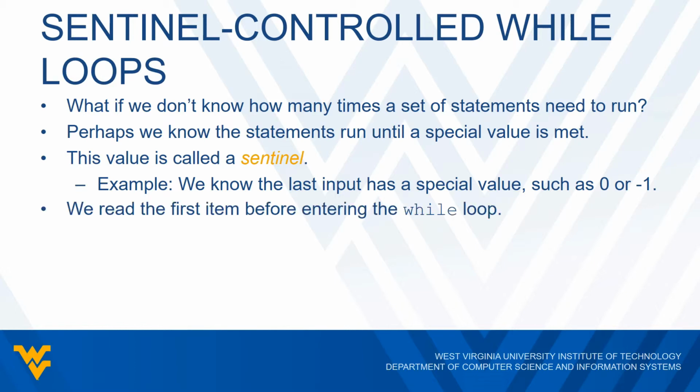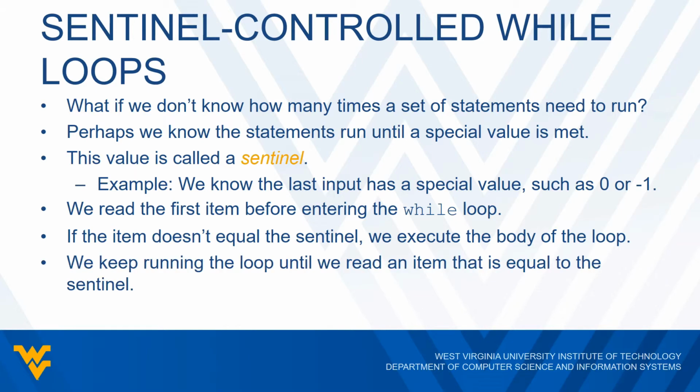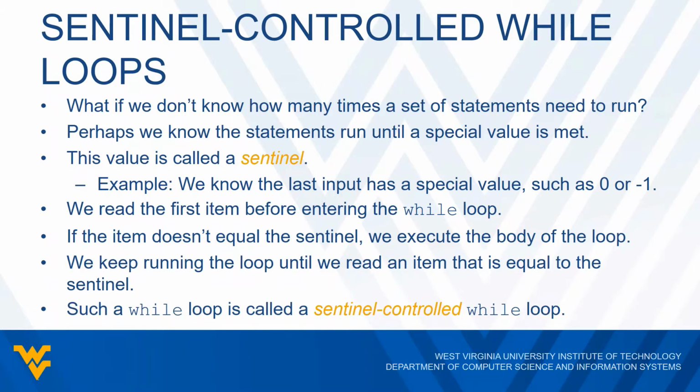So what we do is we'll read the first item before we enter our while loop, and as long as what we read does not equal the sentinel, then we'll just execute the body of our loop. And we'll just keep doing this until we read that item that is exactly our sentinel value. So if it's a 0 or -1 or whatever we specify our sentinel value to be. This type of while loop is what we call a sentinel-controlled while loop.